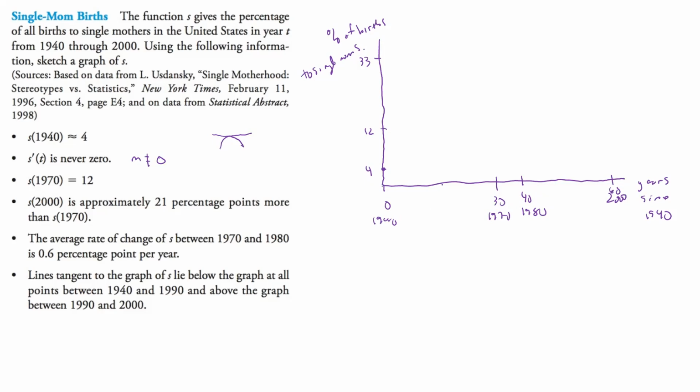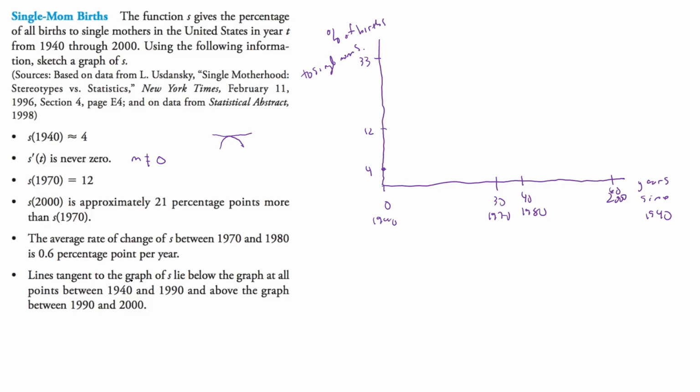Between 70 and 80, that's 0.6 percentage points per year is how it's going. So it's not going up quite large in that range from 70 to 80. It's kind of flat there.